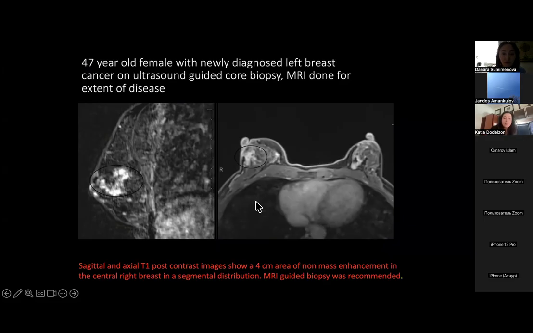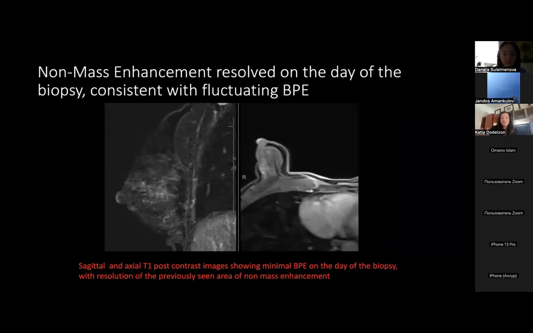She happened to come in during her week 2 of the menstrual cycle, and that entire area of non-mass enhancement is gone. It was just her background parenchymal enhancement. So really, there's a significant hormonal influence on background parenchymal enhancement.